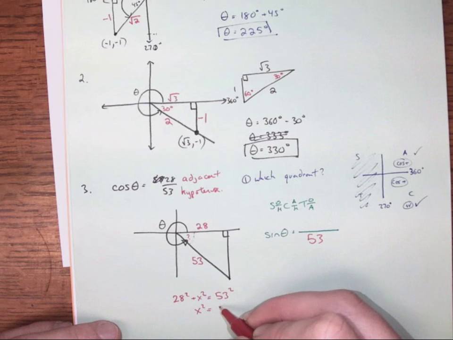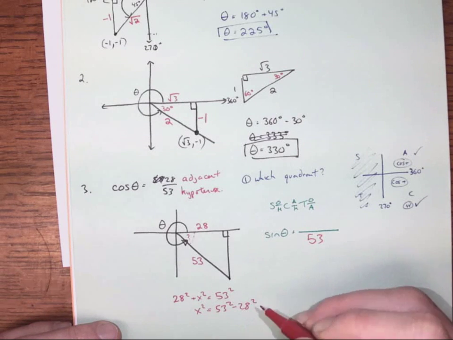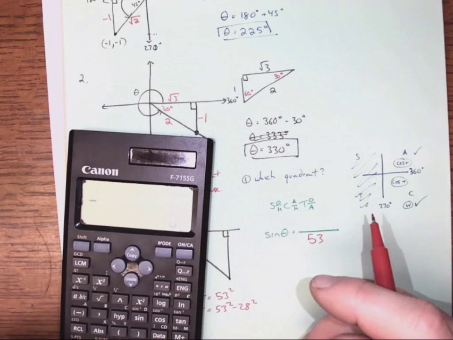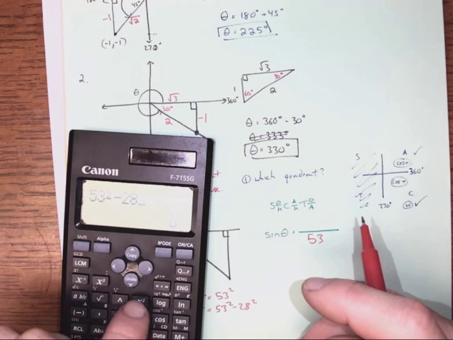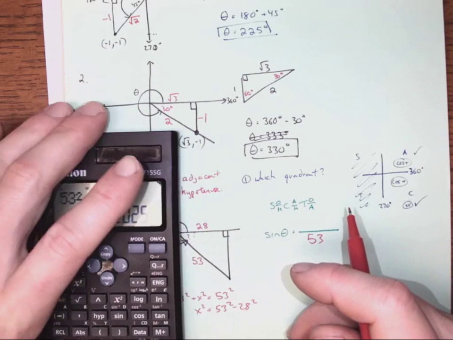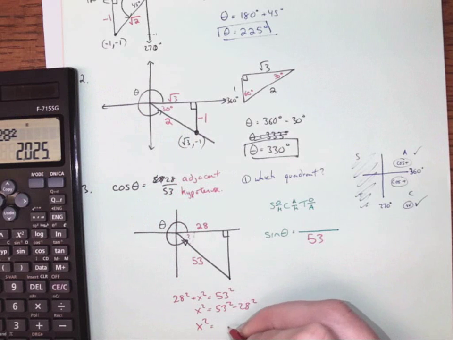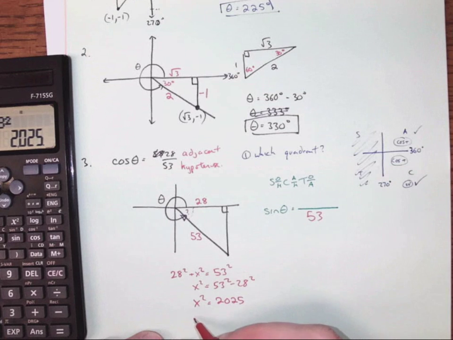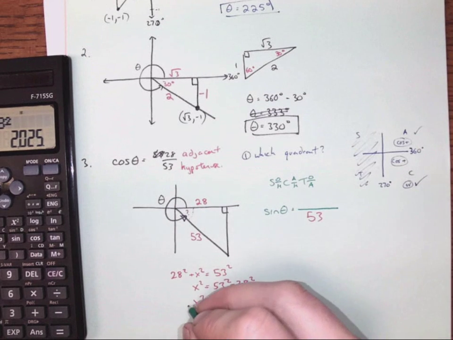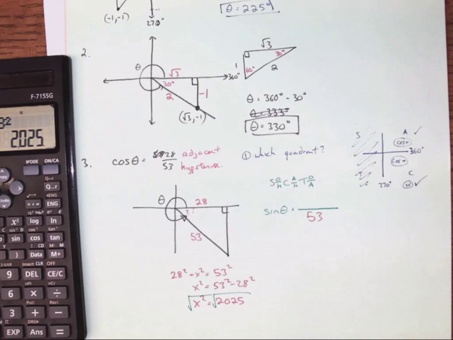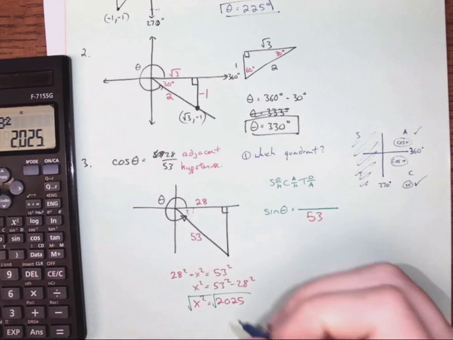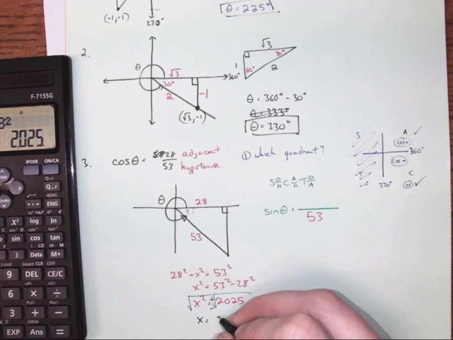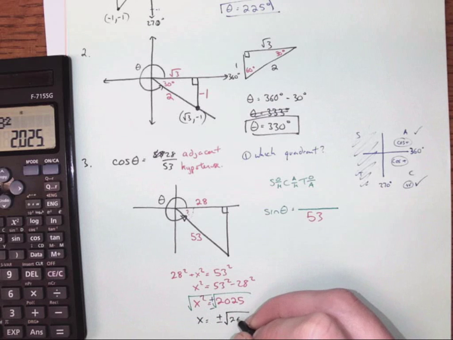So I'll say x squared is equal to 53 squared, take away 28 squared, which is kind of bad algebra habits, actually. I should probably simplify before I do anything else. So actually I'm going to do that now. 53 squared, take away 28 squared, it's 2025. X squared is 2025. Okay, so what could x be? I'll square root both sides. And, of course, plus or minus on both sides. So then I get x is equal to plus or minus the square root of 2025.